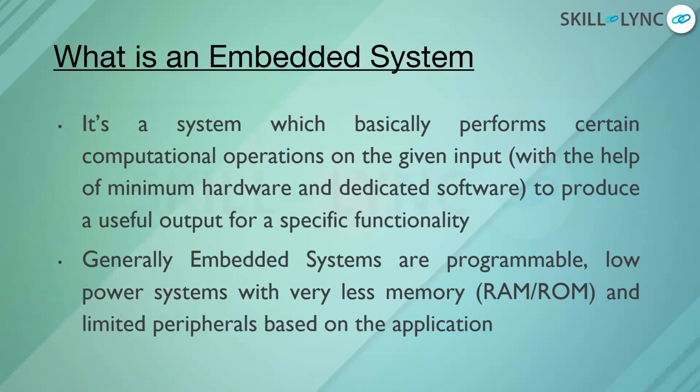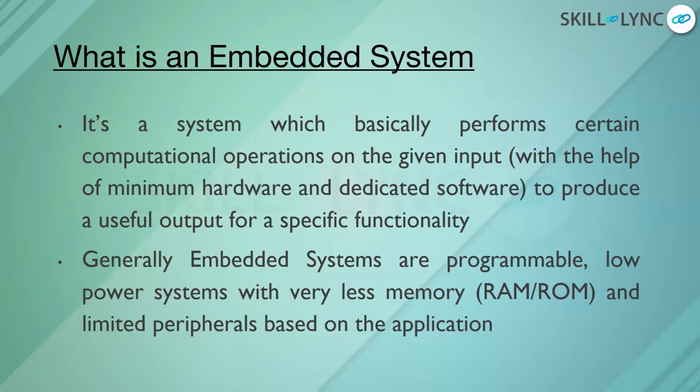What is an embedded system? An embedded system is a system which has both hardware and software functioning together, and it performs certain computational operations on the given input with the help of minimalistic hardware running a dedicated software for a specific functionality. If you have all these three things, a specific function, minimalistic hardware, and dedicated software, then you can call it an embedded system. You can think of many embedded systems in and around you.